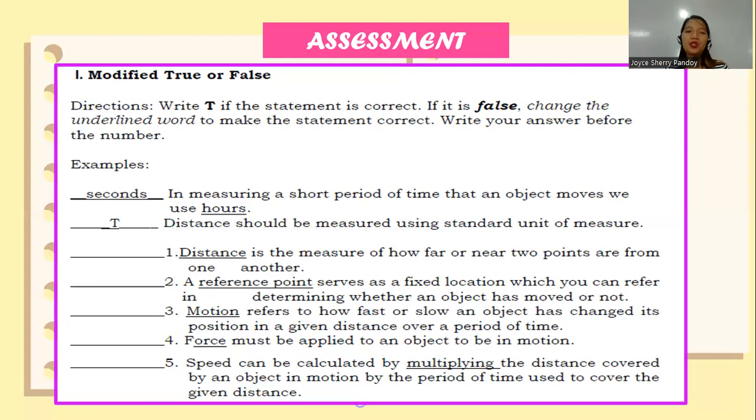Example, in measuring a short period of time that an object moves, we use hours. Hours bang gamiton? Dili, diba? So it is false. Pero unsay condition, kung false, ilisan ang i-underline nga word into a correct word. Ilisan siya sa imong answer. So the correct answer is seconds.